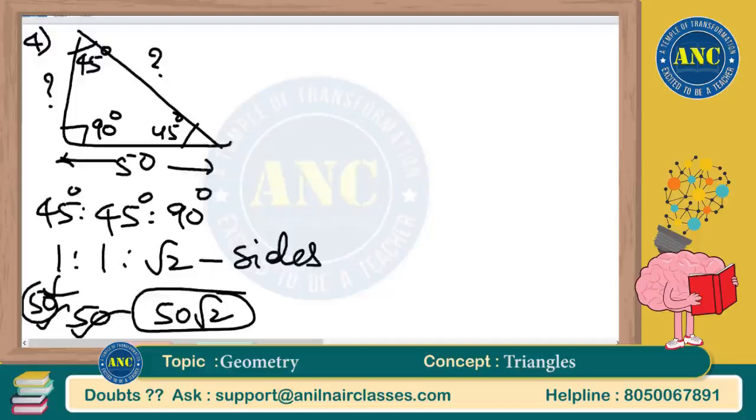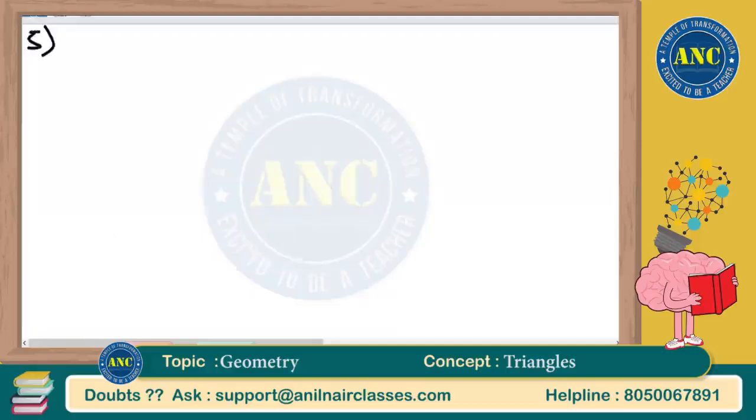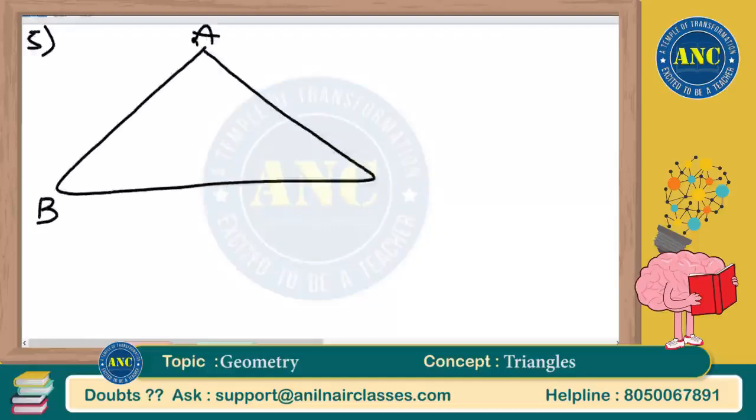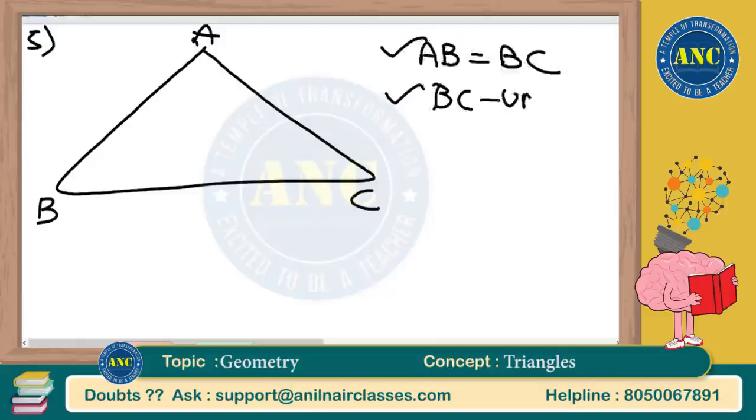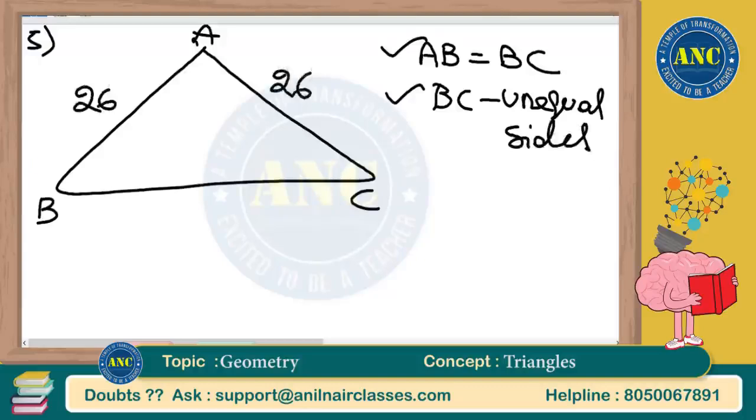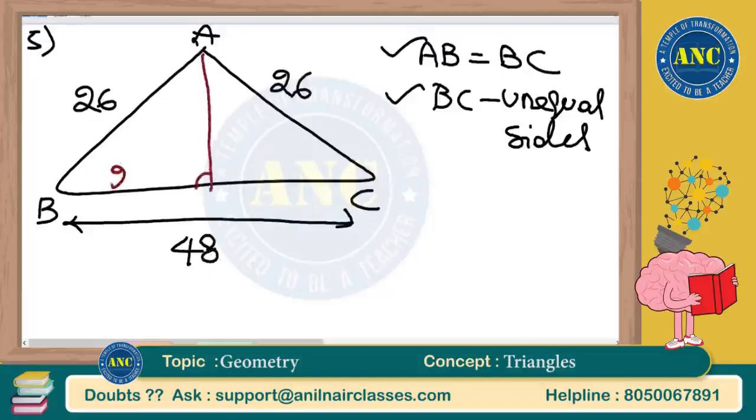Fifth one. There is an isosceles triangle ABC, where AB is equal to BC and the unequal side is 48. The equal sides are 26. Easy question. Drop a perpendicular. If I drop a perpendicular, the base splits into 24 and 24.